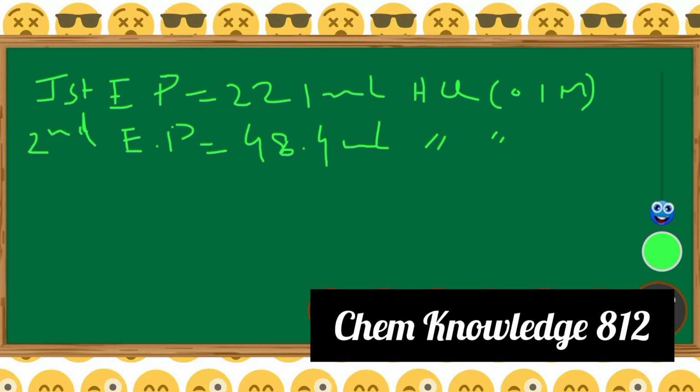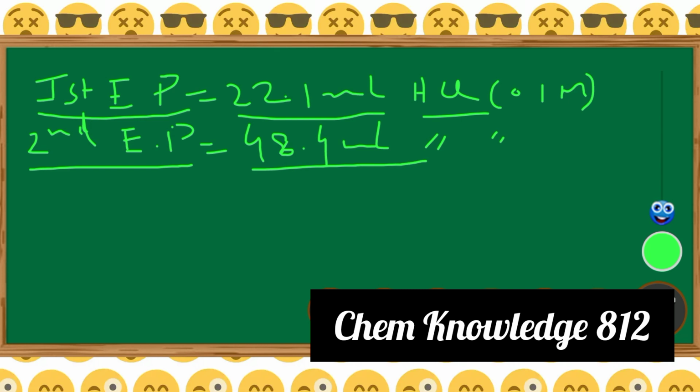So we can say that we have noted that 22.1 ml of HCl is used in the first endpoint, and in the second endpoint, say 48.4 ml of HCl is used. Now we will carry out the calculations procedure.